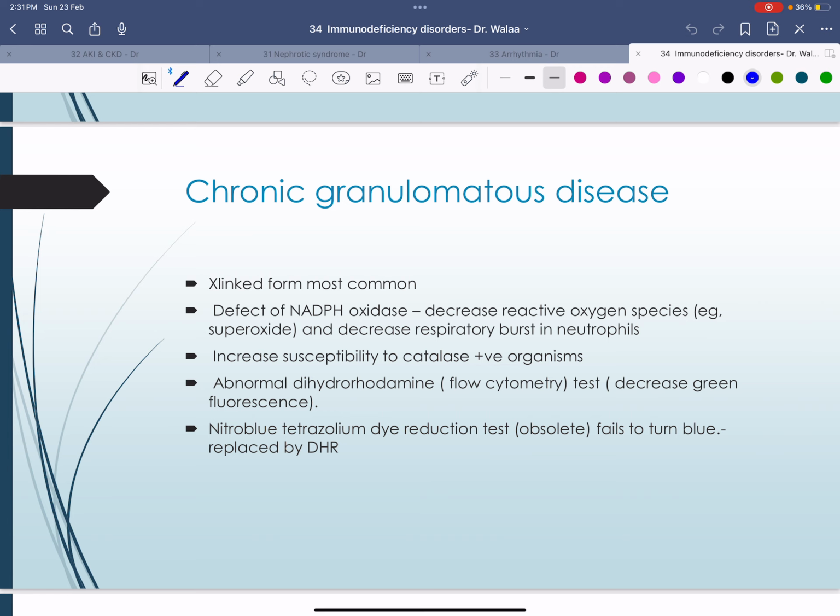زمان كنا نعمل nitroblue tetrazolium, هلا it's been replaced مع ال DHR test. Okay, it's more sensitive and more specific. The treatment for CGD is stem cell transplantation or bone marrow transplantation. In the meanwhile, while we're preparing the patient to be transplanted, they have to be on prophylactic antibiotics to prevent, زي ما حكينا, infections through the catalase positive microorganisms.